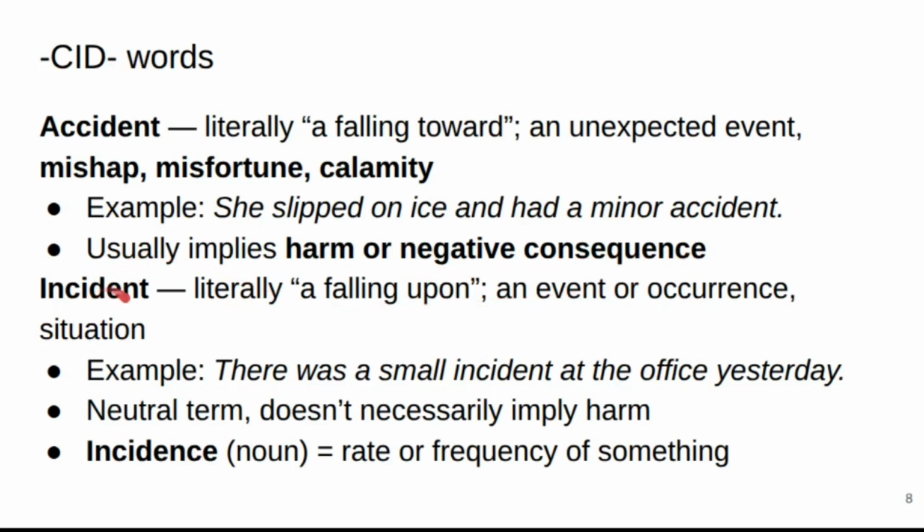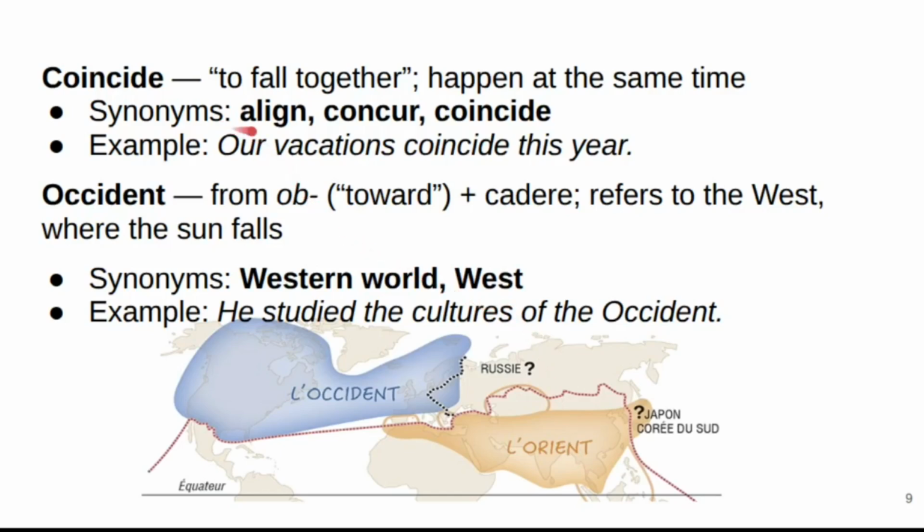Compare this with incident, which means a falling upon or simply an event or occurrence. Example: there was a small incident at the office yesterday. Unlike an accident, an incident doesn't have to involve harm. It's a neutral term for anything that happens. And its noun form, incidence, refers to the rate or frequency of something. Then we have coincide, which literally means to fall together or to happen at the same time. Example: our vacations coincide this year.